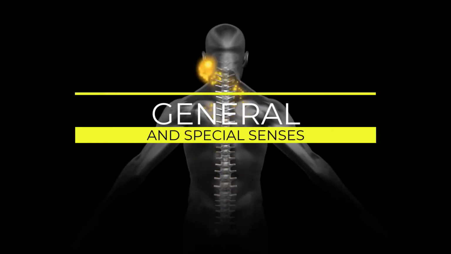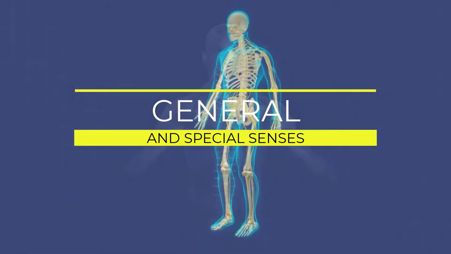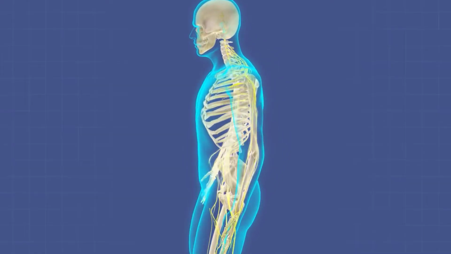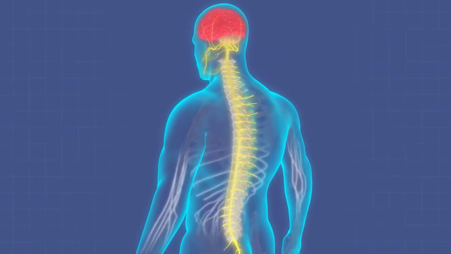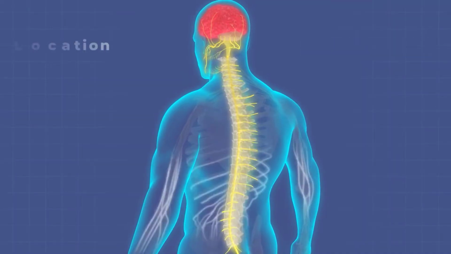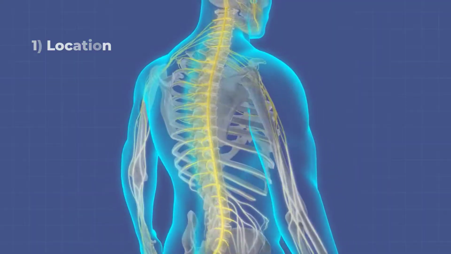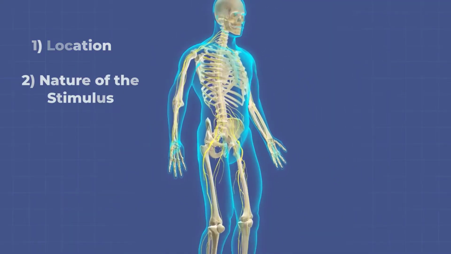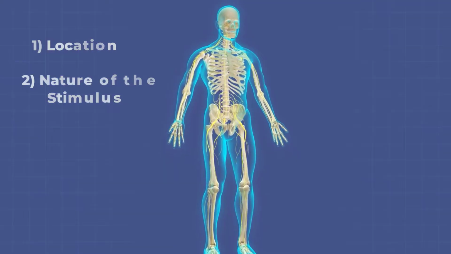General and special senses. Sensory information arriving at the central nervous system is transmitted up the spinal cord and into the brain. This carries information on 1. The location where the sensory information was detected, and 2. The nature of the stimulus that was detected.